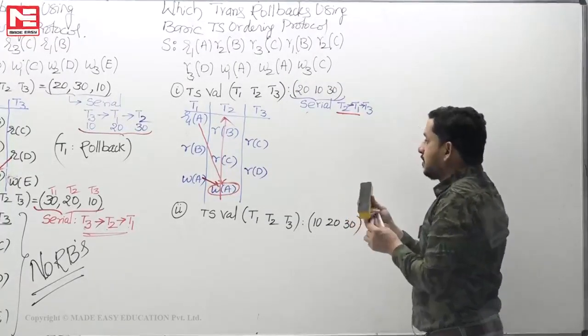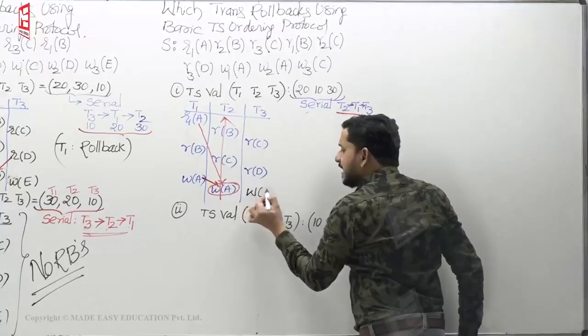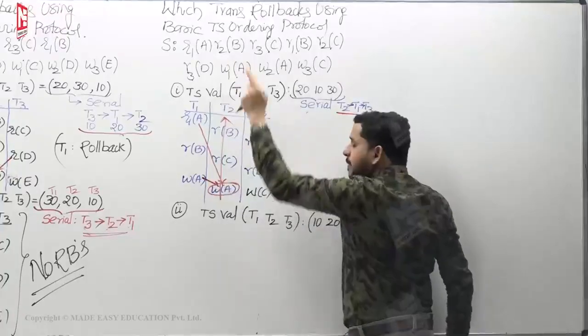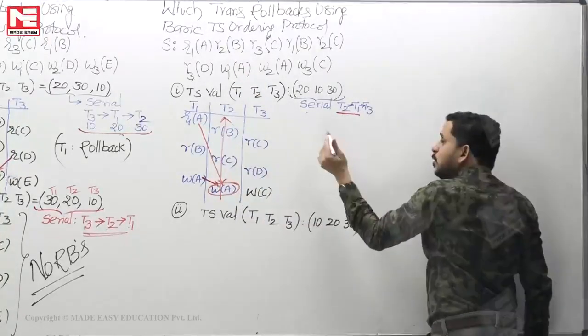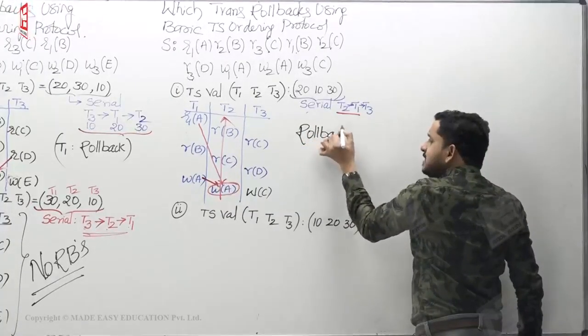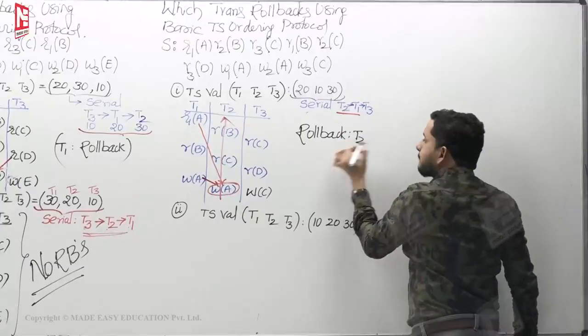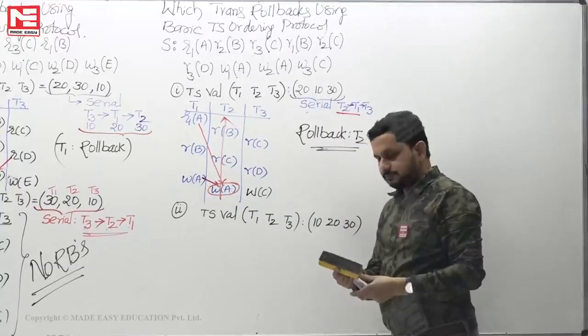Let us test that one. Okay, W3C, so write C. Anyhow, T2 has already rolled back, so there is no need to test this read. There is no conflict. So no more rollbacks, only the rollback of T2. Okay, like this we need to test.